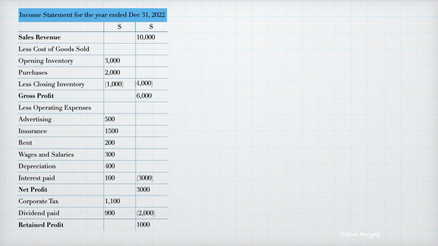You must note that the trading account refers to all transactions that relate directly to sales, while the profit and loss account refers to transactions that do not directly relate to sales.